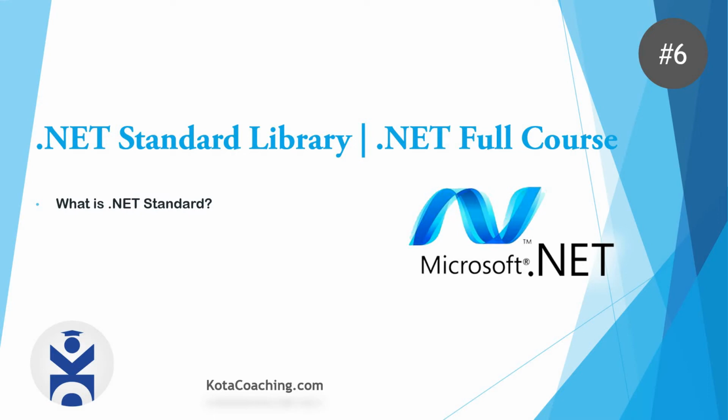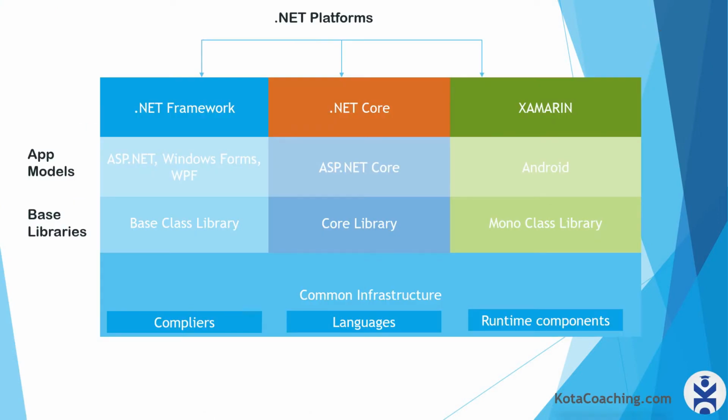Let's see. As you are familiar, .NET has many flavors. Here in the diagram you can see .NET Framework, .NET Core and Xamarin. In .NET Framework we develop ASP.NET Web Applications, Windows Forms, WPF. In .NET Core we develop all these things, but this is open source and cross-platform. You can use a Linux machine, you can use a Mac, you can use Windows. And in Xamarin we can create Android applications and iOS mobile applications. So .NET has different kinds of frameworks.